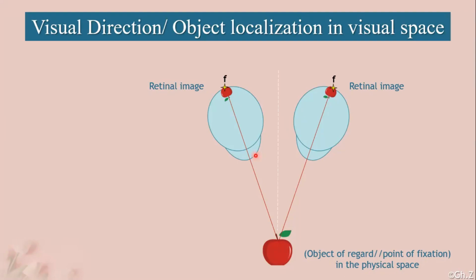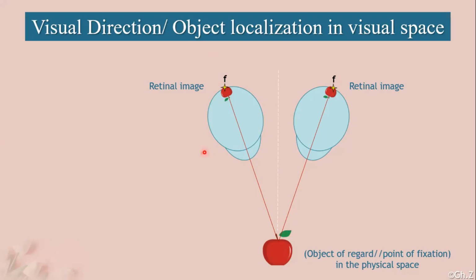Both eyes should be converging. So this is a normal alignment at near. So the visual axis should be converging and intersecting at the point of fixation. So this is what I said before in the first class, if you remember. And because this is a normal alignment, we have an image for this apple on the fovea of this eye and on the fovea of the other eye.